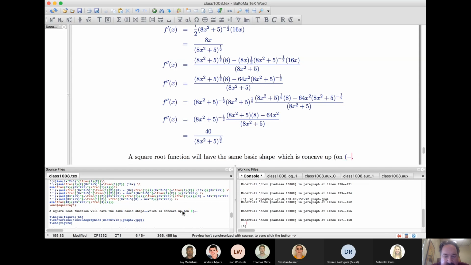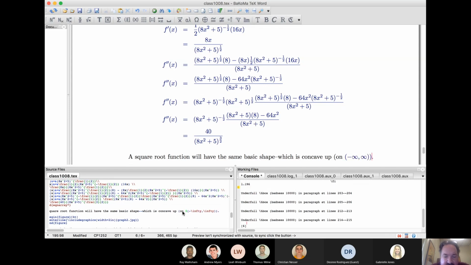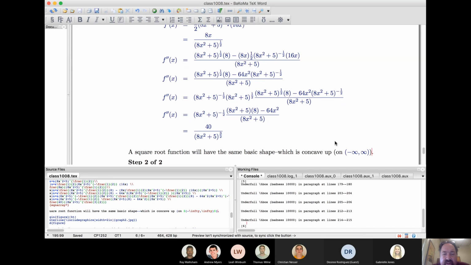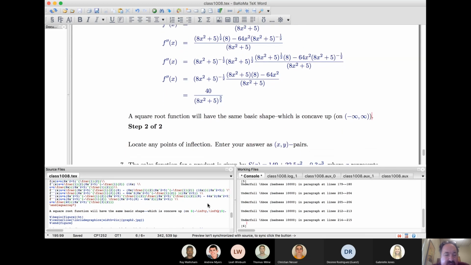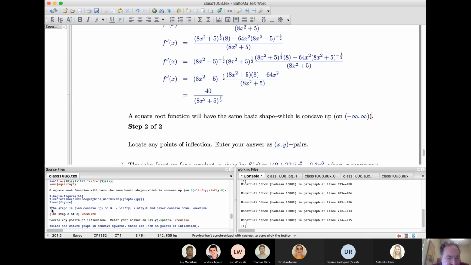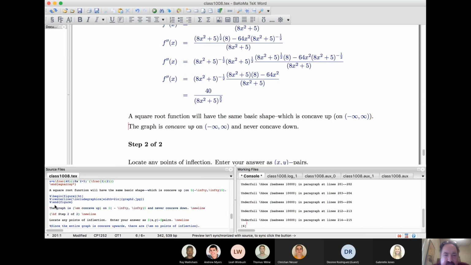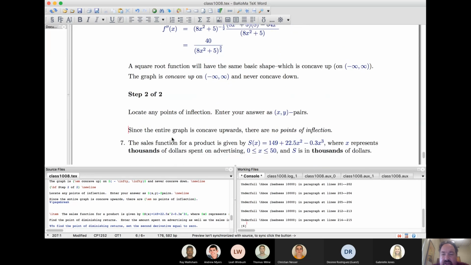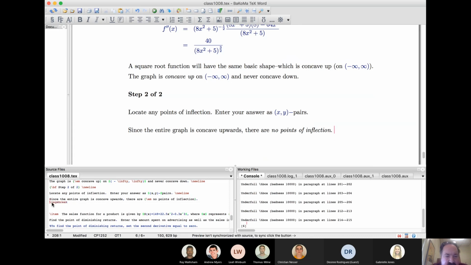So for your answer, you'd enter minus infinity to infinity as the interval on which it's concave up. And then for concave down, you would select none. Okay, so that's the final answer there. For inflection points, it's always concave up, so there aren't going to be any inflection points. So again, you would select none.